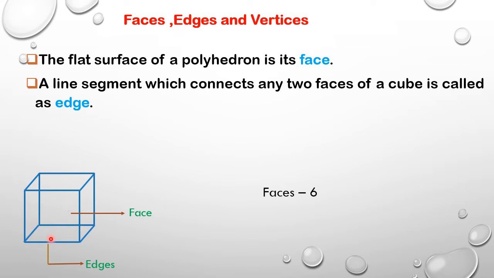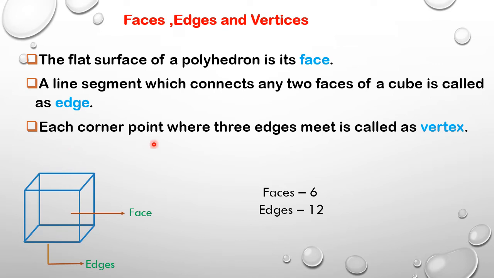How many edges are there in a cube? In the upper part 1, 2, 3, 4, so 4 edges are there. In the bottom part 1, 2, 3, 4. So 4 plus 4, 8. Then you have to consider the side lines: 9, 10, 11, 12. So the top part has 4 edges, the bottom part has 4 edges, and the sides have 4 edges. Totally 12 edges are there.